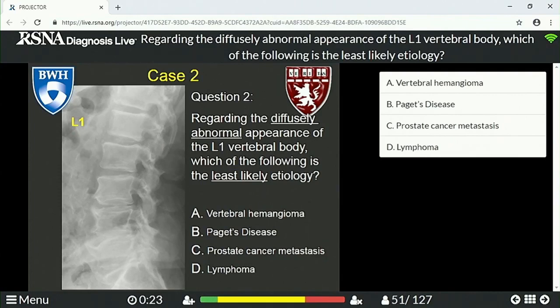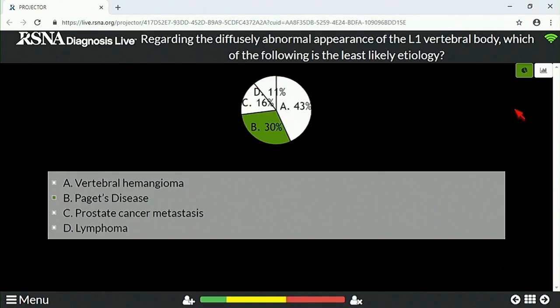See if we can get about half the audience here participating. All right. Let's see what the poll says.